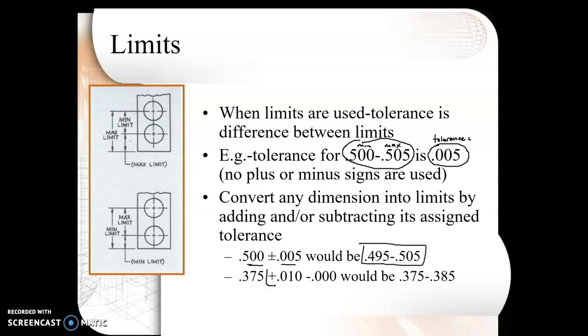And of course, tolerances are not always bilateral. Sometimes they're unilateral, or just not the same in both directions. So in this example, we have 0.375 plus 0.01, but minus 0. So the minimum is 0.375, but the maximum would be plus 0.01, which is 0.385.